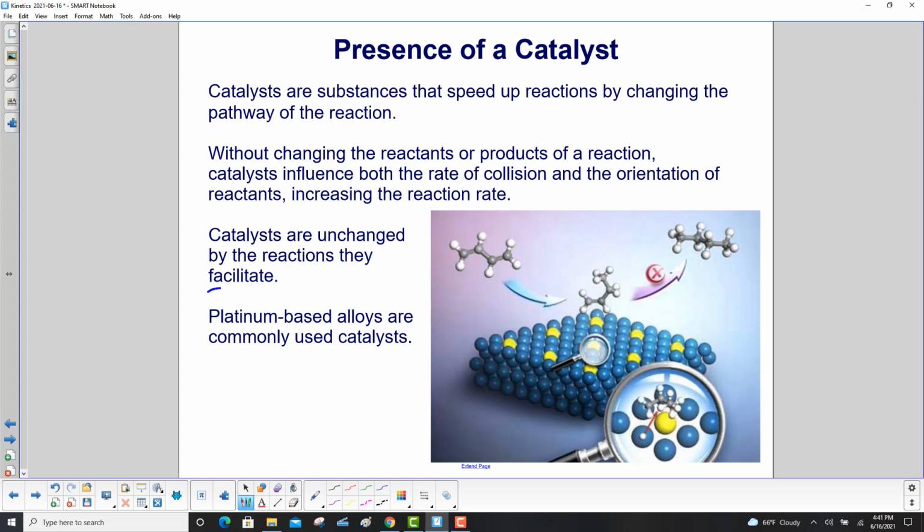Platinum-based alloys, very expensive metal, are commonly used catalysts. And again, they provide a place for the 2 reactants or 3 reactants, whatever, to come together and hit each other in the proper orientation so they can react.